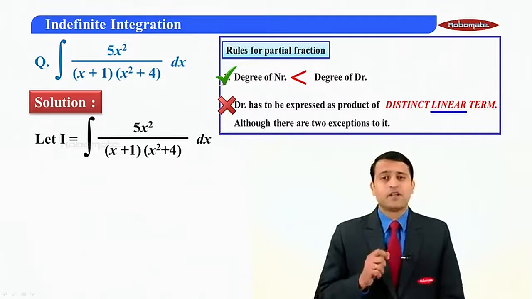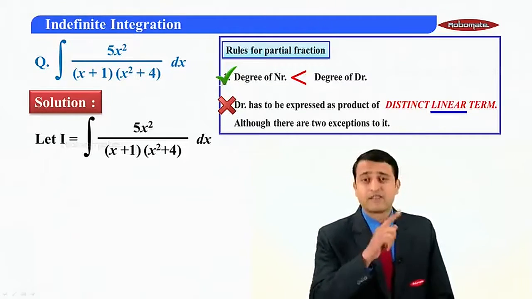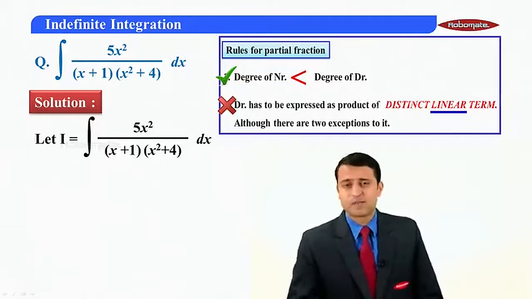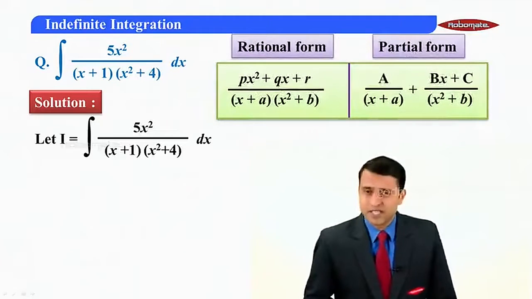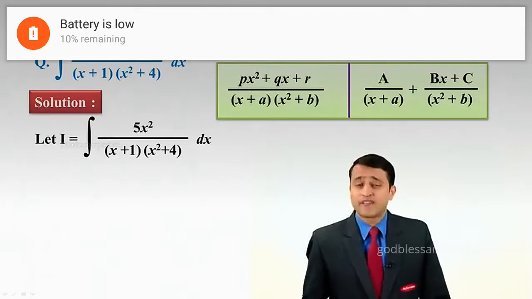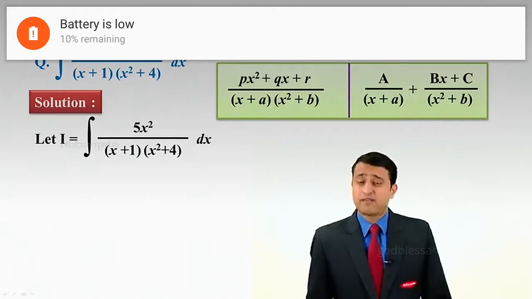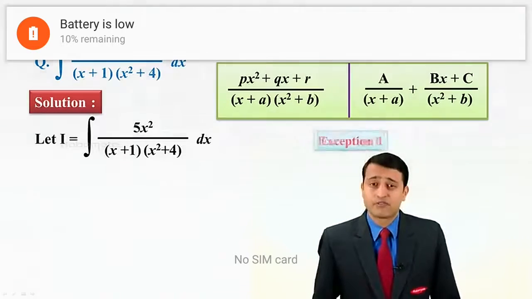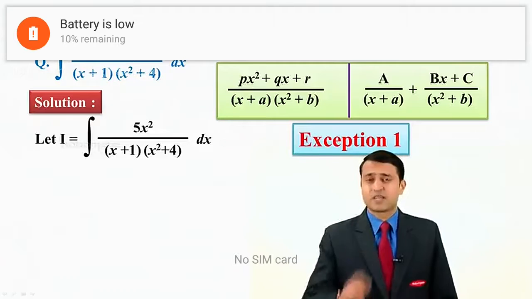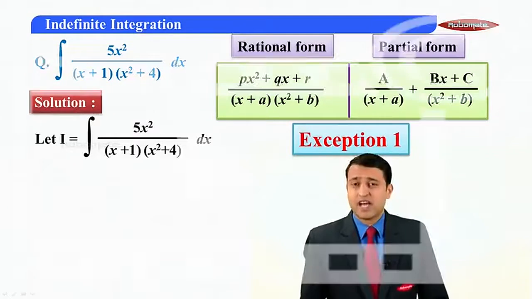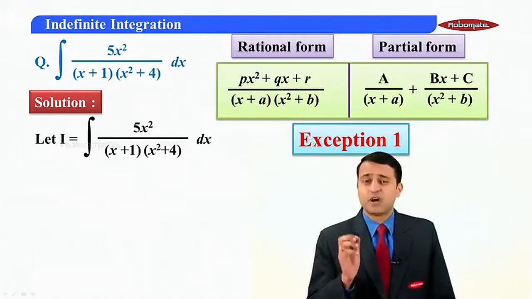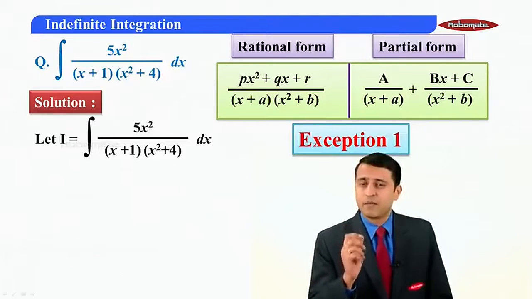But if you remember, we had written, and it is right in front of us here, there are two exceptions. And this is the first exception. If I have a quadratic factor in the denominator, I have to slightly modify my partial form. This is the first exception. As per this, the partial form has to be slightly modified.